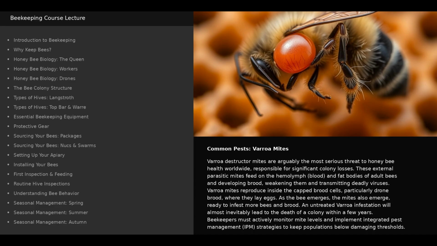Beekeepers must actively monitor mite levels and implement integrated pest management (IPM) strategies to keep populations below damaging thresholds. Ignoring Varroa mites is not an option for responsible beekeeping. Understanding their life cycle and impact is the first step in effective control.